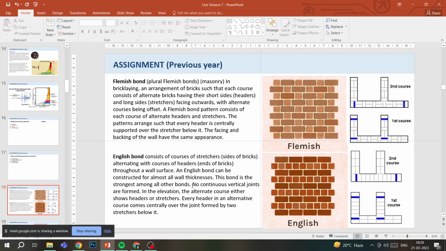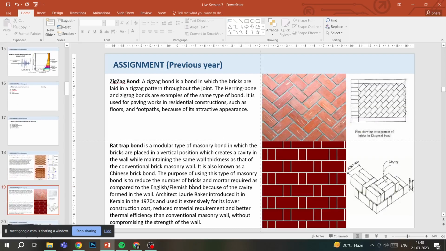If you can see the figure on the right, all the stretchers are laid directly, and then above it all the headers are laid, and then again above it all the stretchers will be laid. So this is how English bond is formed. I have added both the images, the plan and the elevation, to help you understand these bonds better.